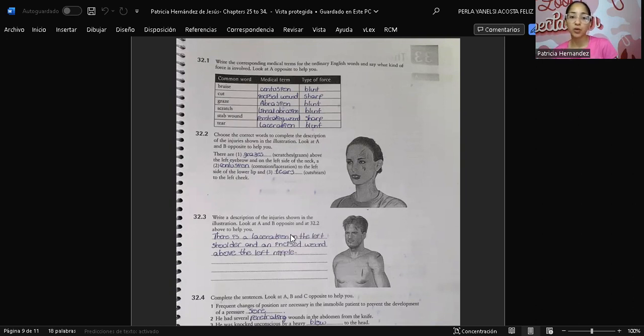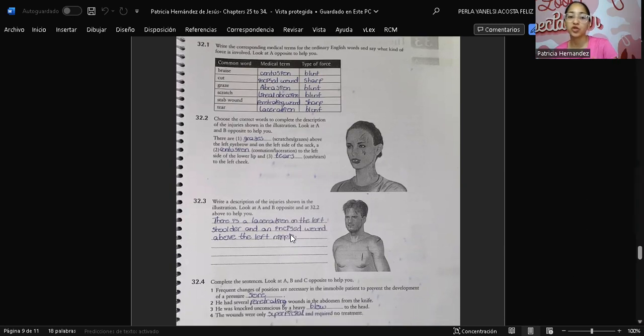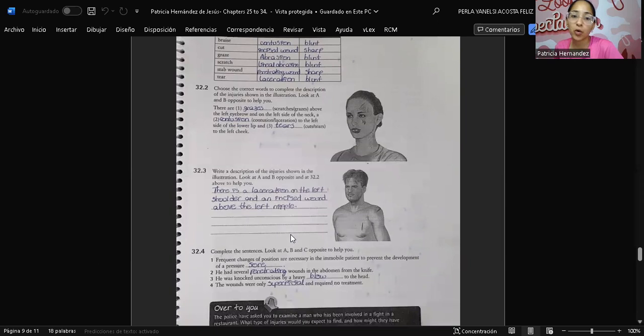Cut, incised wound, and sharp. Grazed, abrasion, and blunt. Scratched, linear abrasion, blunt. Stab wound, penetrating wound, sharp. And tear, laceration, and blunt.